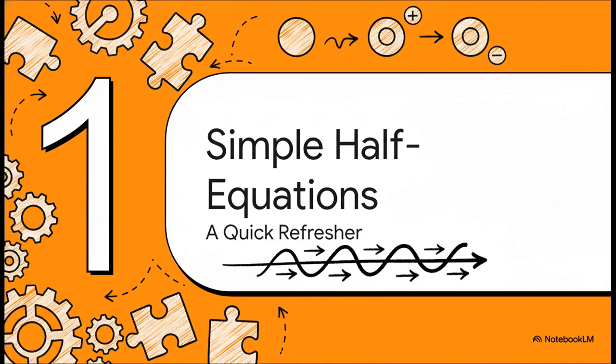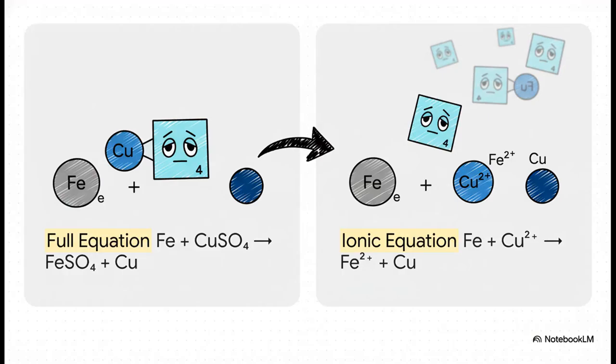Let's just make sure we're all on the same page and get this foundation nice and solid before we get to the tricky stuff. Let's start with a really common reaction. You drop a piece of iron into some copper sulfate. On the left is the full equation, but look closely at that sulfate ion, the SO4. See how it's on both sides, totally unchanged? We call that a spectator ion, because it's literally just watching the reaction happen from the sidelines.